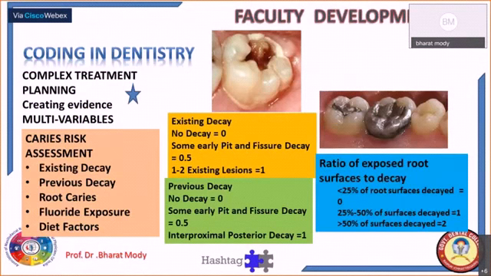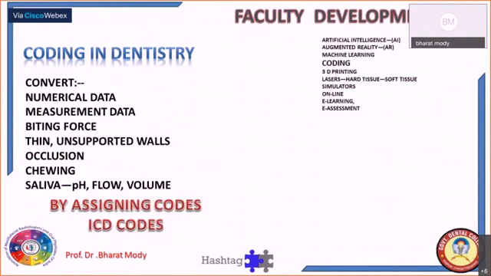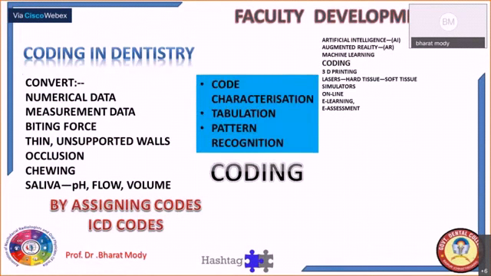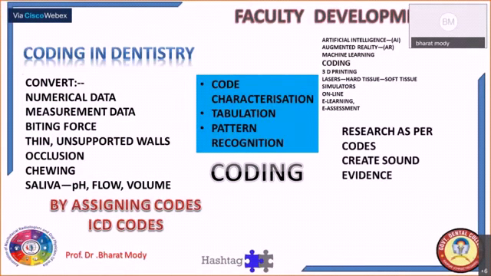The assessed risk is transferred into a numerical value. Now, when you have this numerical data, you have measurement. Then you add biting force, thin supported walls, occlusion, the chewing habit, what is the pH and all. So by assigning all this, you are getting a different code. It is similar to what ICD codes are. So this code characteristic tabulation and pattern recognition creates the coding.